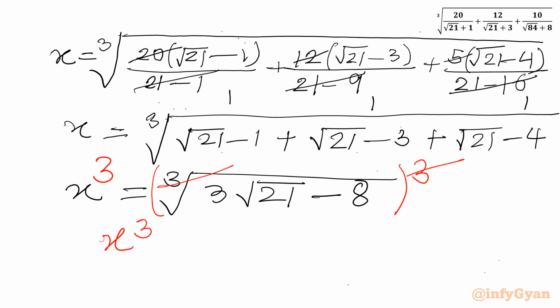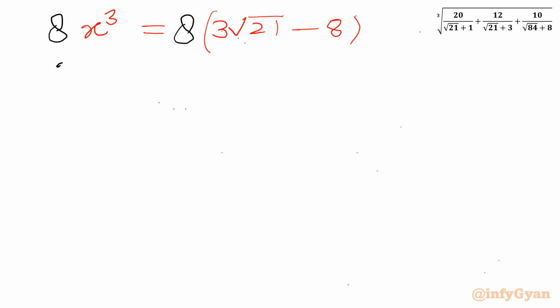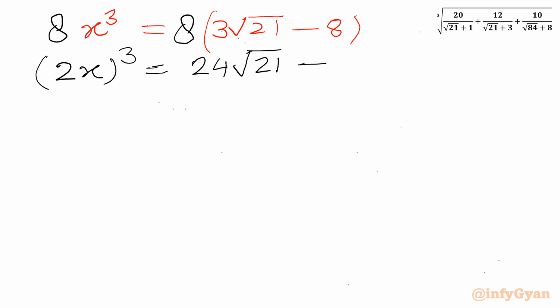So I can write x cube equal to 3 root 21 minus 8. Now I will multiply both sides by 8. On the left hand side I can write 2x whole cube, equal to 8 times 3, 24 root 21, minus 64.